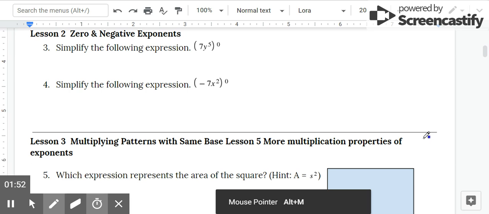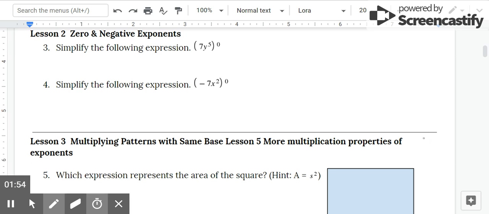All right, the next part, simplifying the following expression. Anything to the 0 power is 1. Anything to the 0 power is 1. And I forgot to put negative exponents questions, so I need you to review some questions. Okay, let's practice this.